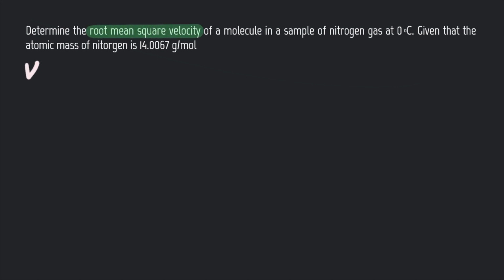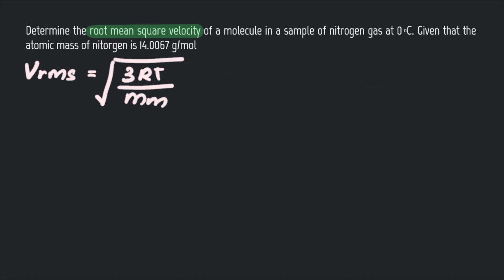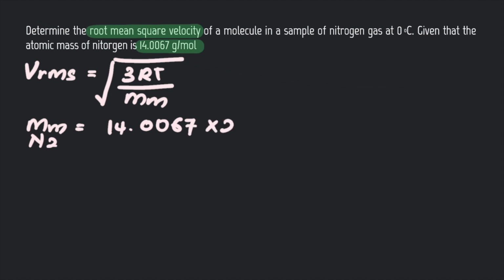So the root mean square velocity is equivalent to the square root of 3RT divided by the molecular mass. So the molecular mass for nitrogen is equivalent to, because you were given the atomic mass, right? 14.0067 times 2, because this is nitrogen gas, N2. So you will get 28.0134 gram per mole.